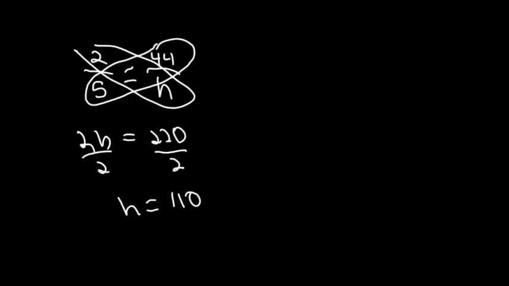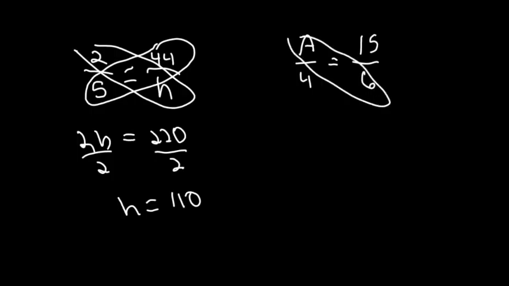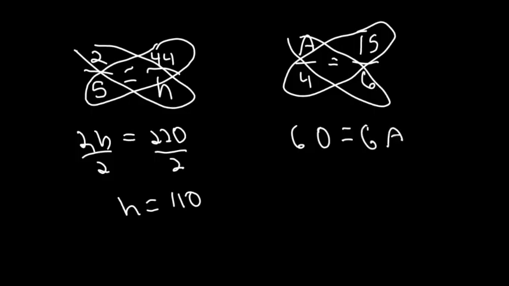So it really doesn't matter where the unknown is in your problem. You're still going to follow the same steps to solve it. So let's say we have an unknown on the other side. We'll call it a over 4 equals 15 over 6. So again, cross multiply. 4 times 15 is 60, equals 6 times a is 6a, divide by 6, and a equals 10.